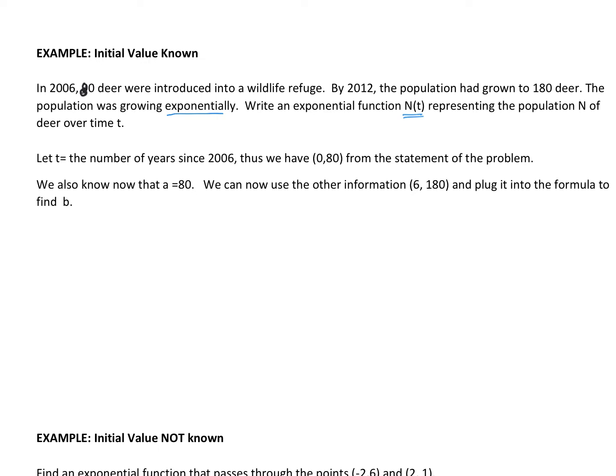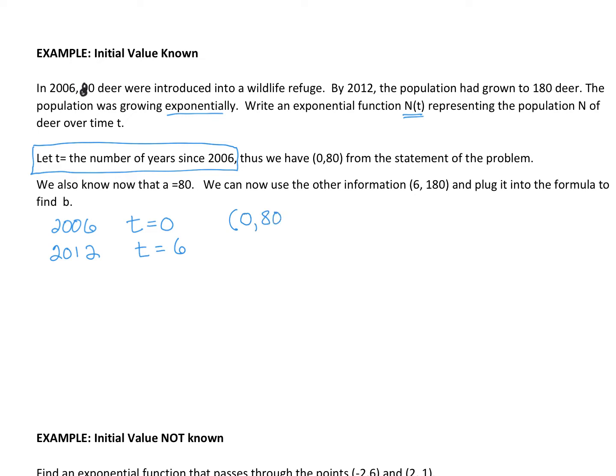As is often the case, we like to let our initial year, our initial value, be t equals 0. So in 2006, we're going to say t equals 0, which means that in 2012, t is equal to 6. And from this, we'll get two ordered pairs. In 2006, or t equals 0, we had 80 deer. And in 2012, t is 6, we had 180 deer.